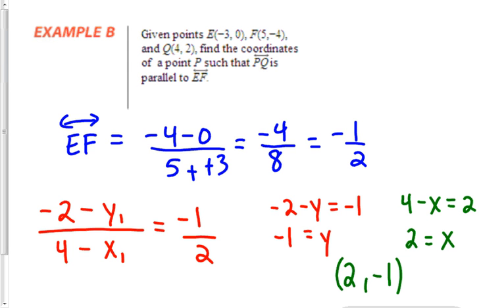So there's a nice introduction to slopes of parallel and perpendicular lines and some of the types of problems that you'll need to be able to solve.